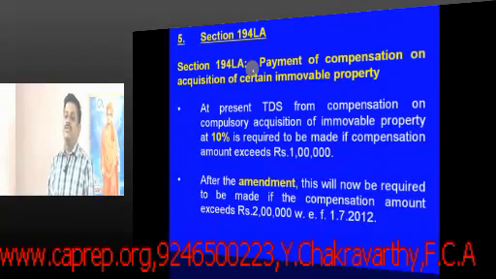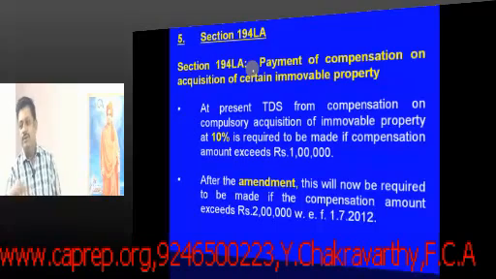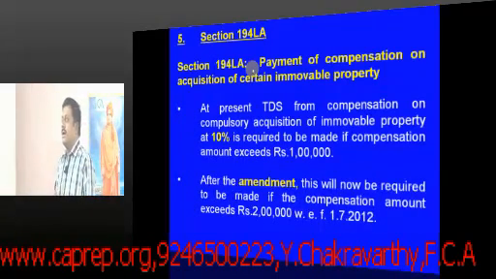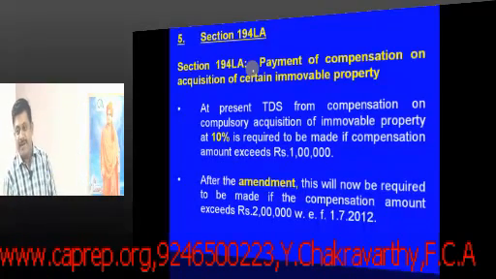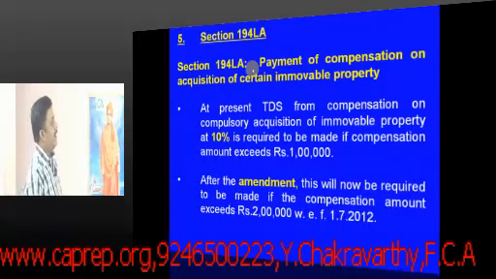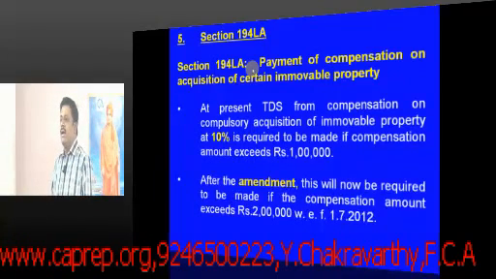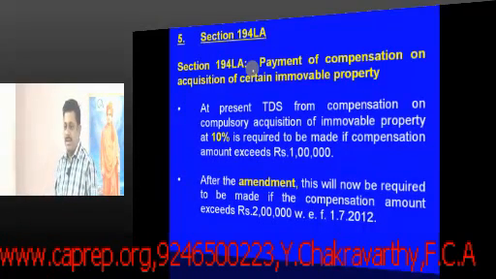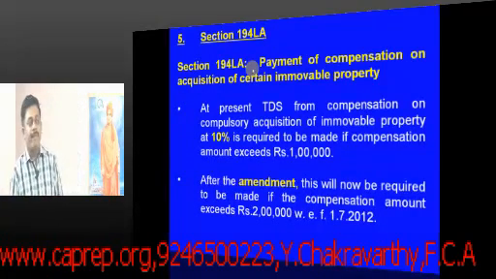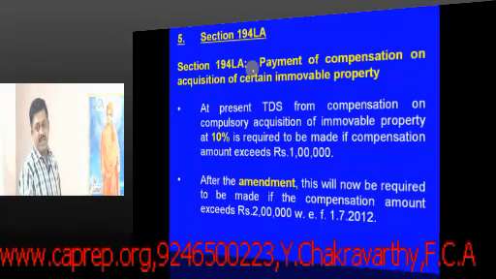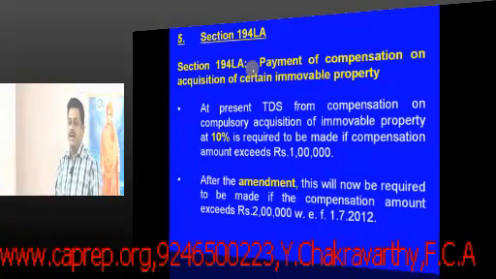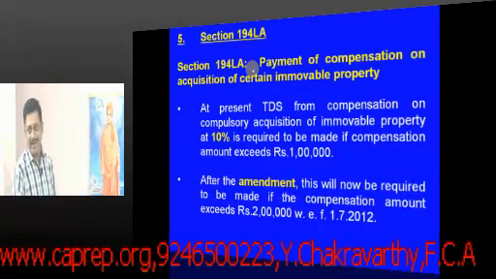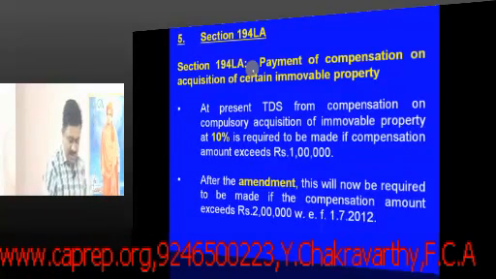So if it exceeds 2 lakhs, what to do, friends? Rate of TDS is 10%. In case compensation exceeds 2 lakhs, rate of TDS is 10%. Right from the rupee one, please remember, not in excess of 2 lakhs, you have to deduct. Right from the rupee one you have to deduct the 10%.